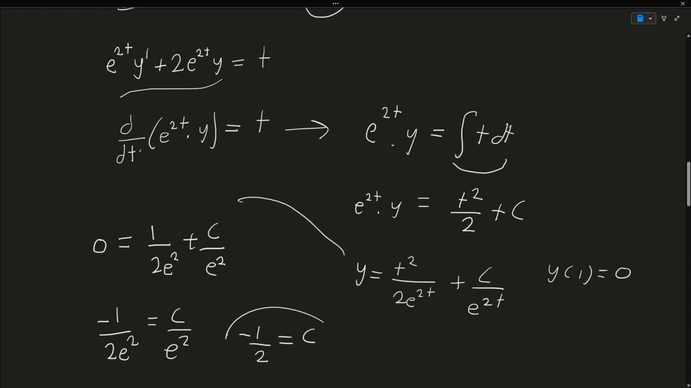And now, finally, we know the solution of the differential equation. The solution of this differential equation will be t squared over 2e to the 2t minus 1 over 2e to the 2t, basically just like this.